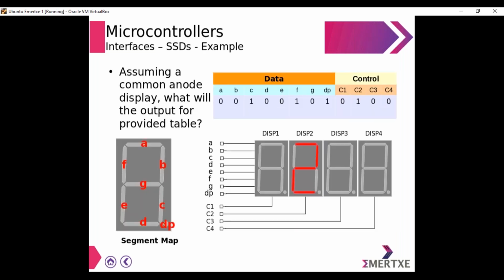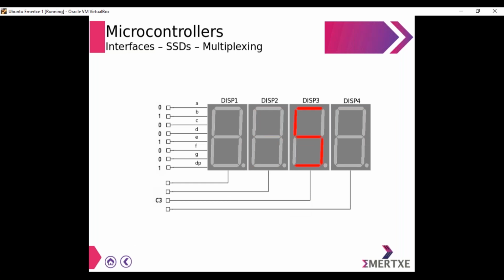Now the problem is I want 2 to be displayed on the second SSD and I want 5 to be displayed on the third SSD. In order to display 2, I am going to provide this data and turn on the second SSD. In order to display 5, I will provide the data here and turn on the third SSD. To display 2, I provide data here from segment A to segment DP. Then I'm going to turn on the second display.